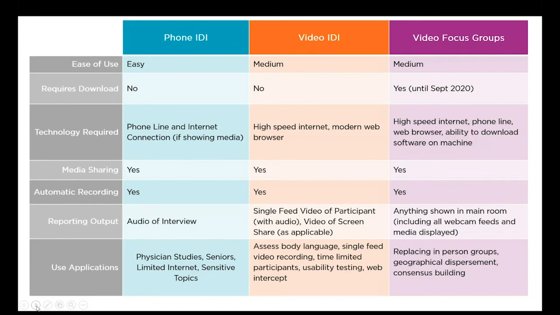So here we have a comparison, and on the left we have a number of areas we're comparing. So from an ease of use, the phone IDI would be the easiest in that the system will actually call them, and then there's simply a link they can click for the media view. It is secure in that the media view would no longer be accessible once the phone connection was no longer available.